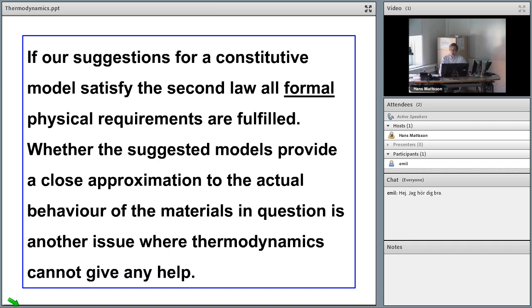Yes, I agree that, of course, thermodynamics doesn't guarantee that it's a good constitutive model to model the material behavior, but it guarantees that it's not violating the very important physical principle of the second law of thermodynamics. And if you have a model that violates important physical principles, strange things could happen in the simulation, depending on what you're trying to simulate.